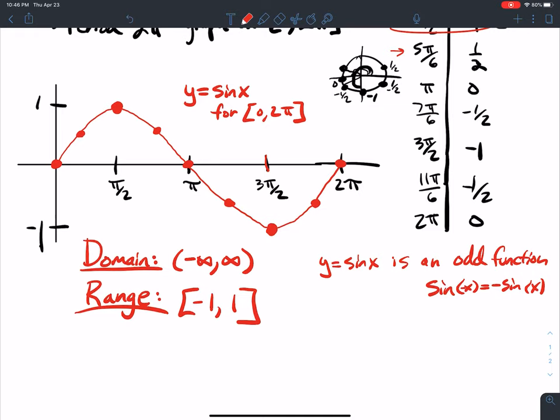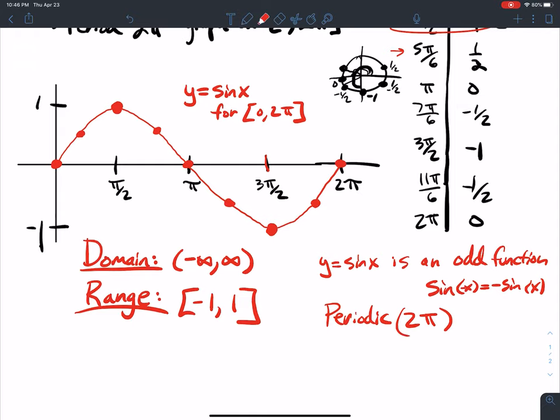What else do we have? The sine function is periodic, with 2 pi as the period. It takes 2 pi radians to cycle through the whole period.